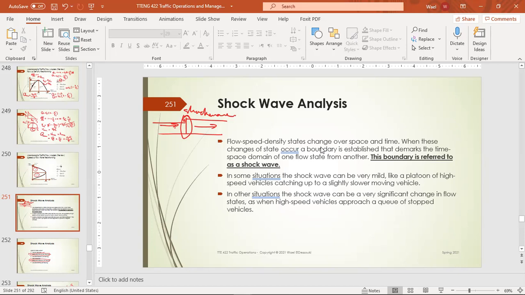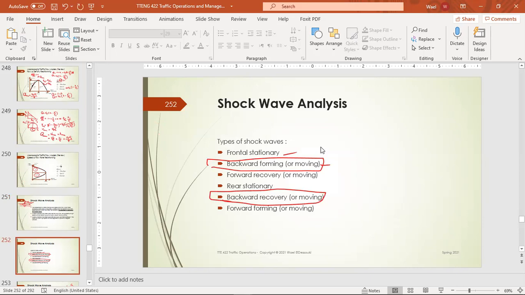Okay. In some situations, the shock wave can be very mild, like a platoon of high-speed vehicles, and might be very observable and very significant, especially at traffic lights.